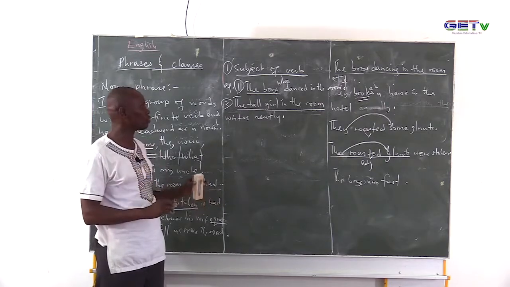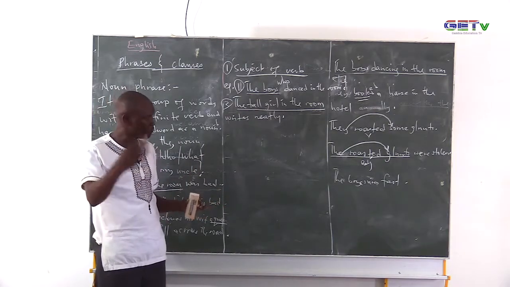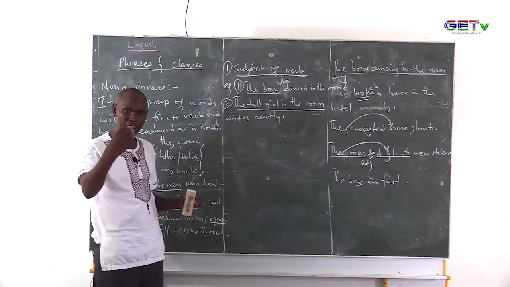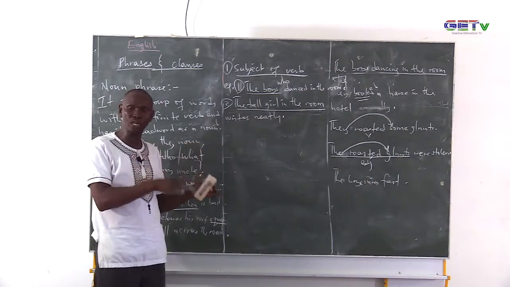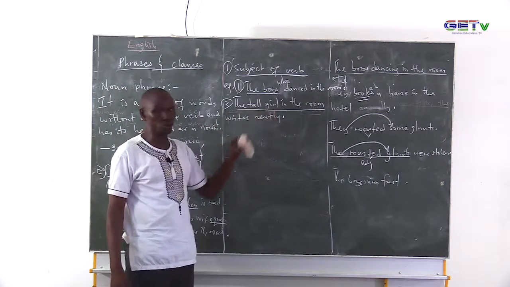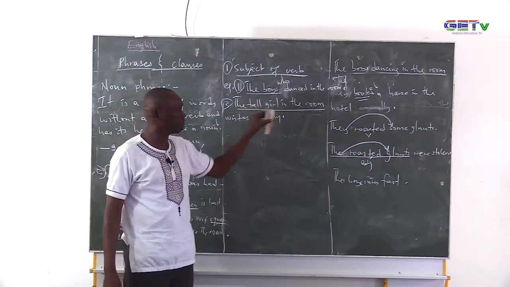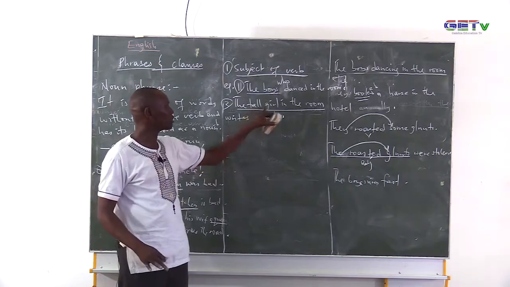The idea is not whether it is short or long. The idea is, is there a verb? If yes, what category of verb? Can the verb change? Yes or no? And the yes or no will determine whether you call it a phrase or clause. By looking at this now, the tall girl in the room, do we have any verb in it? Good, no. No verb in it, so it is a phrase.